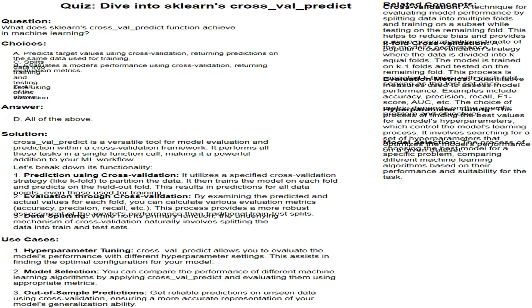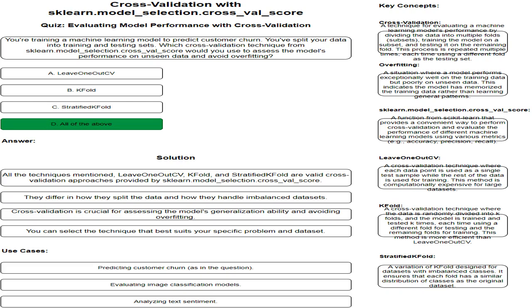You are training a machine learning model to predict customer churn. You've split your data into training and testing sets. Which cross-validation technique from sklearn.model_selection.cross_val_score would you use to assess the model's performance on unseen data and avoid overfitting? A. Leave one out CV. B. K-fold. C. Stratified K-fold. D. All of the above.